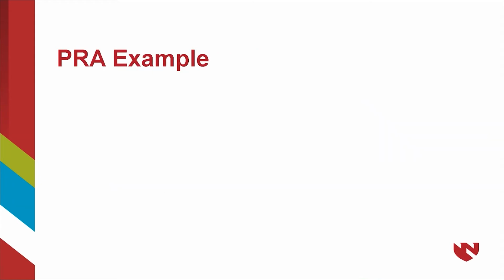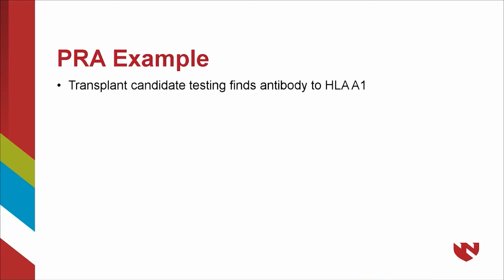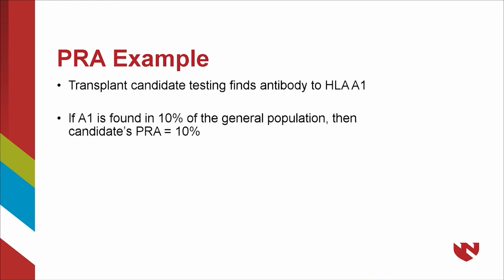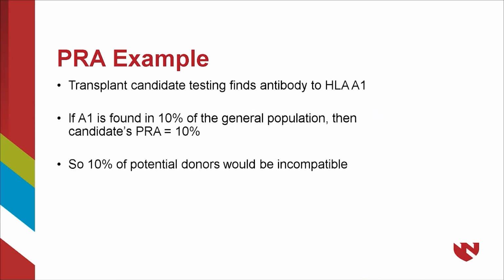I think an example would help. So if a transplant candidate undergoes testing and is found to have an antibody to HLA A1, and if that A1 is found in 10% of the general population, then the candidate's PRA is said to be 10%. And this means that 10% of potential donors would be incompatible with that candidate.